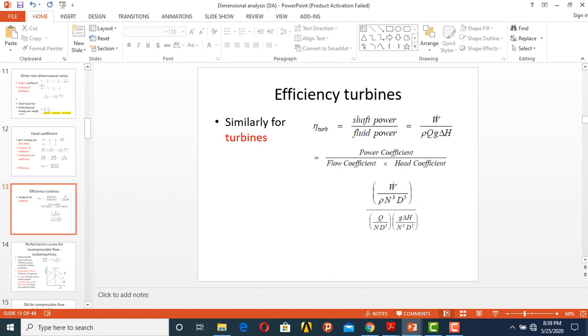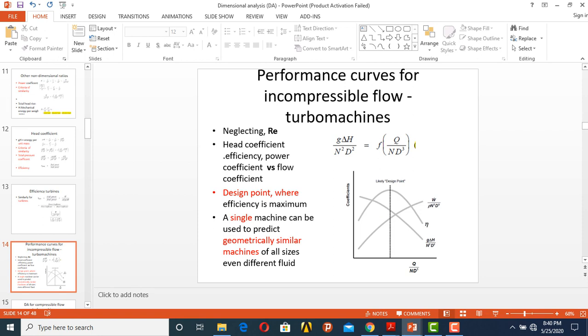Even for the efficiency, we can still use these coefficients to come up with it. You can come up with the power coefficient over the flow coefficient multiplied by the head coefficient. These three will give us the efficiency. The performance curves for incompressible flow turbines are as shown on the diagram. You can even show the performance curves. In the earlier lecture, I demonstrated how these curves can be drawn, where we have head against discharge. But in this case, we are using the coefficients.